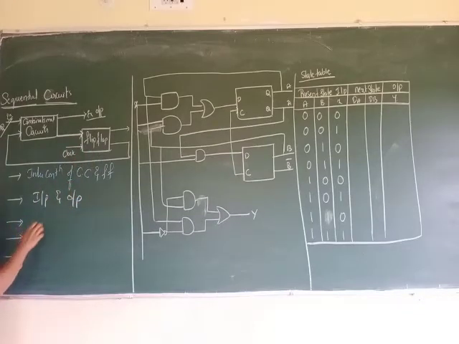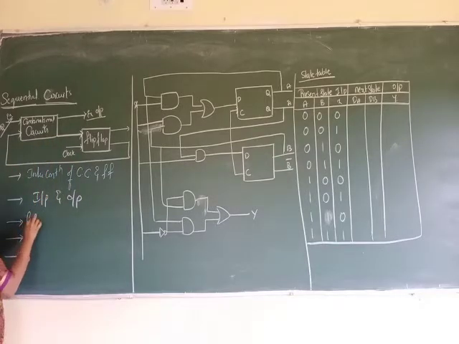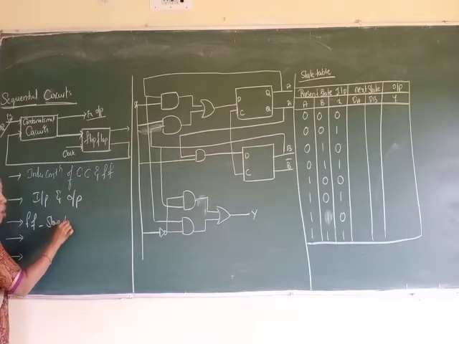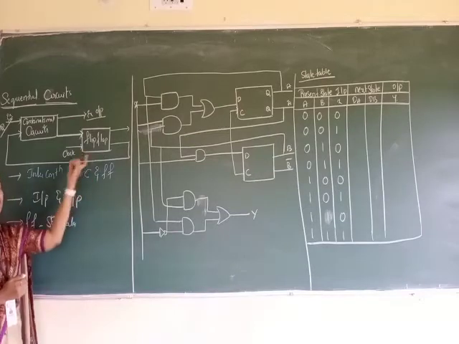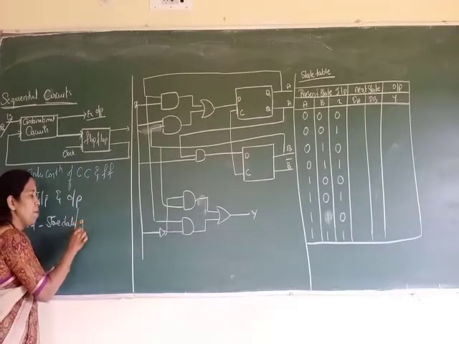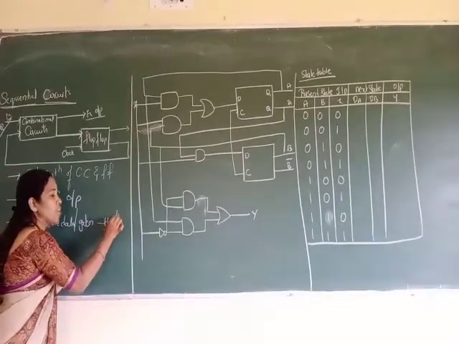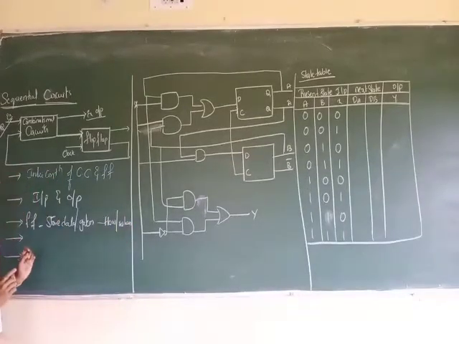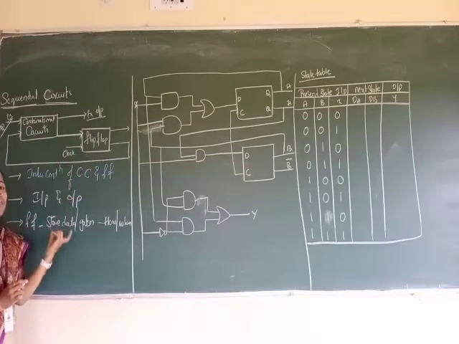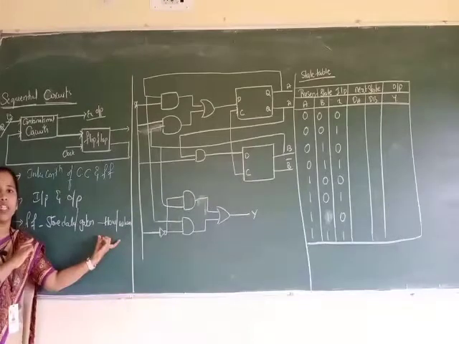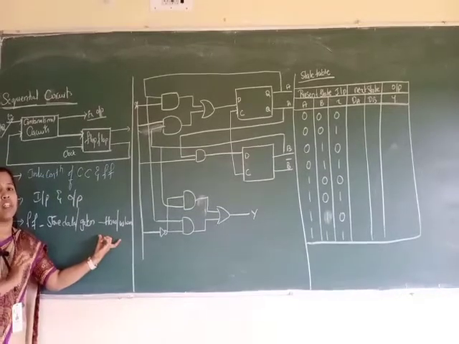And next is the flip-flop. What is the use of the flip-flop and what is the use of the gate here? Flip-flops are used to store the data. We already know flip-flops are used for storing a bit of data. And what is the purpose of the gates? The gates are used to specify how, as well as when, the data has to be stored. The combinational circuits, that is gates, decide how and when the data has to be stored within the flip-flop.